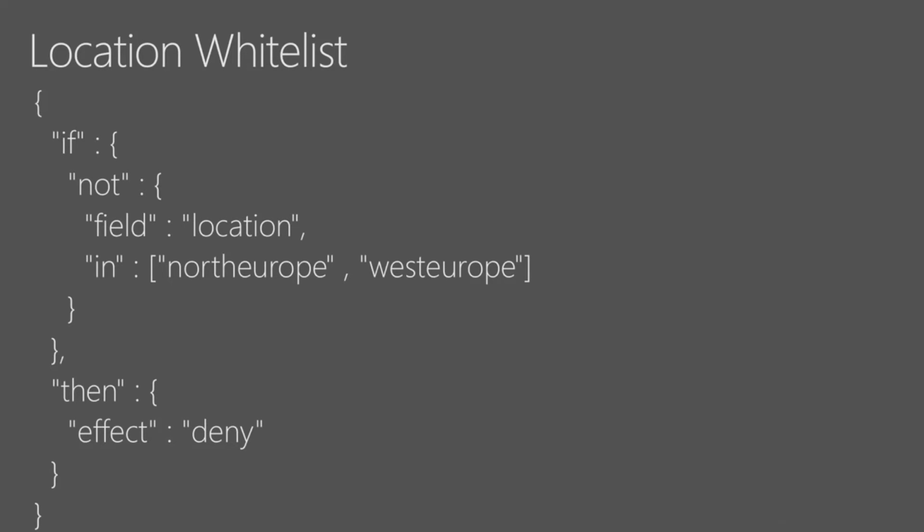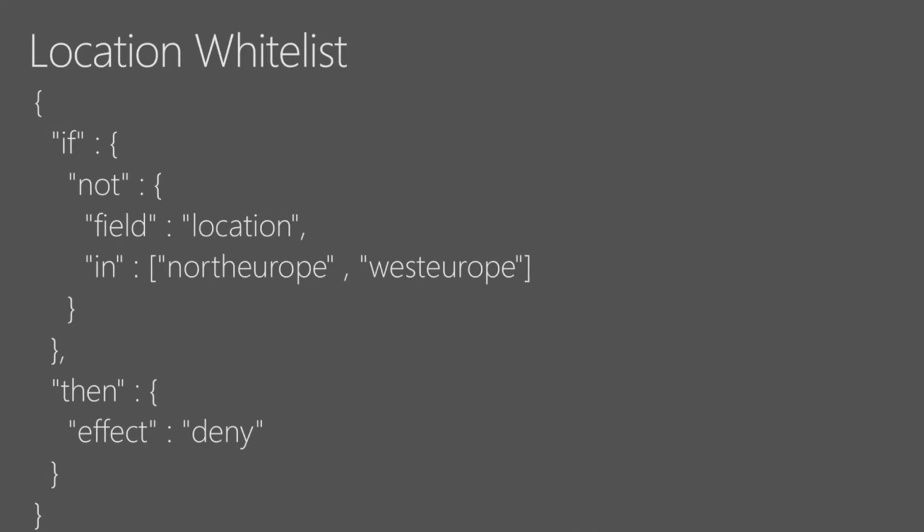This one. This is a JSON file. This is probably the simplest one. So who can tell me what this means? Yeah, exactly. It's very easy to understand. If the location is not in North Europe or West Europe, then you want to deny it.